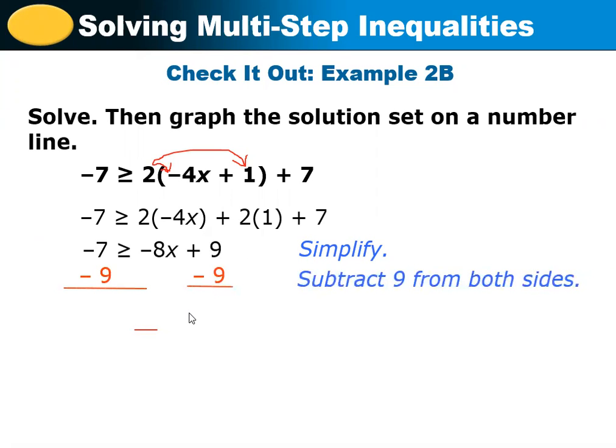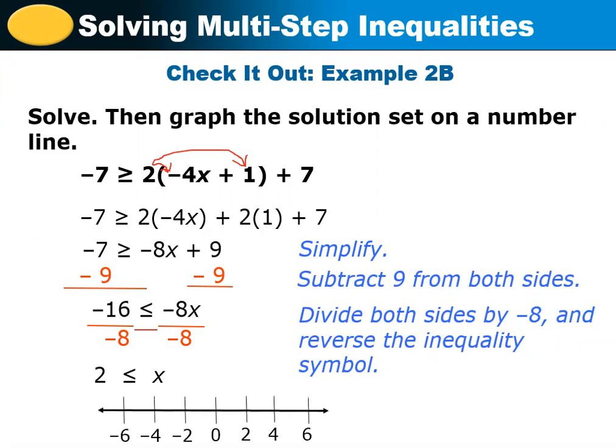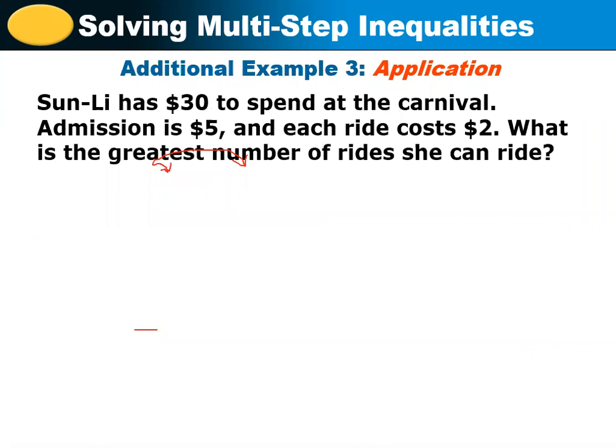Add the additive inverse, which is negative 9. So we have negative 8x and we have negative 16. We have a negative sign. Once we divide by the negative, we will flip the sign of the inequality, which means we have x is more than or equal to 2. Then it will be a shaded circle on 2, and then we move to the right side.